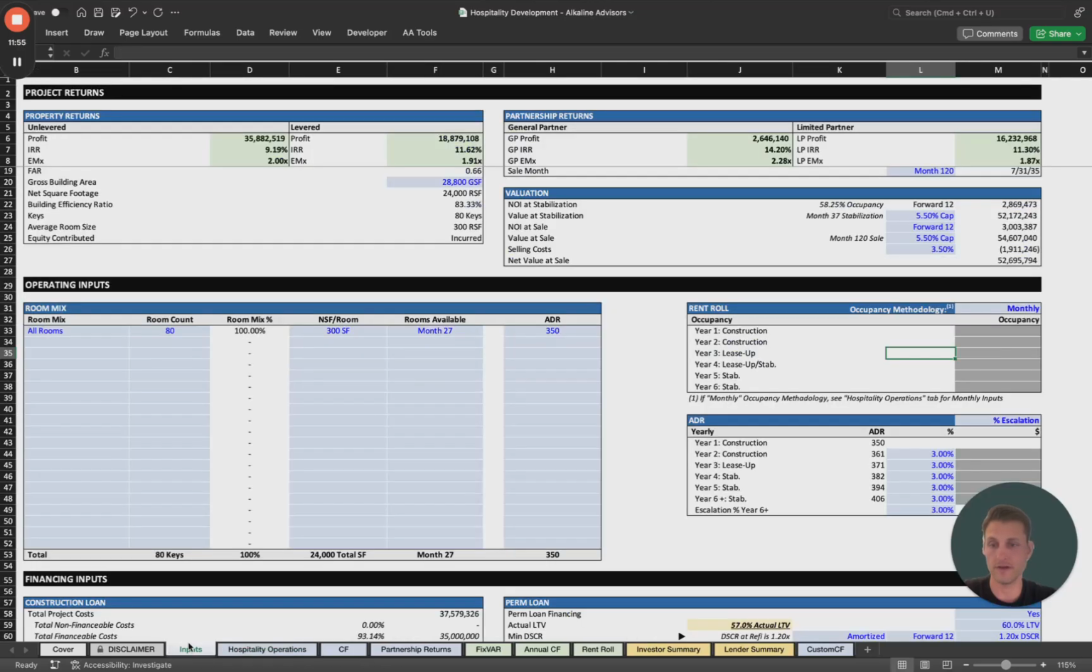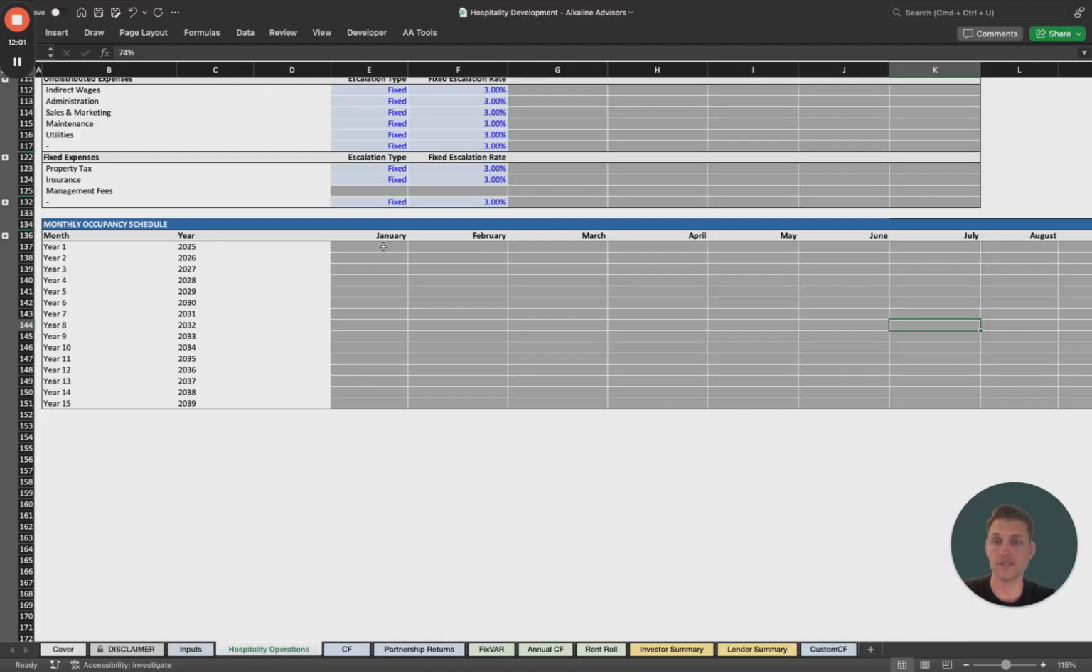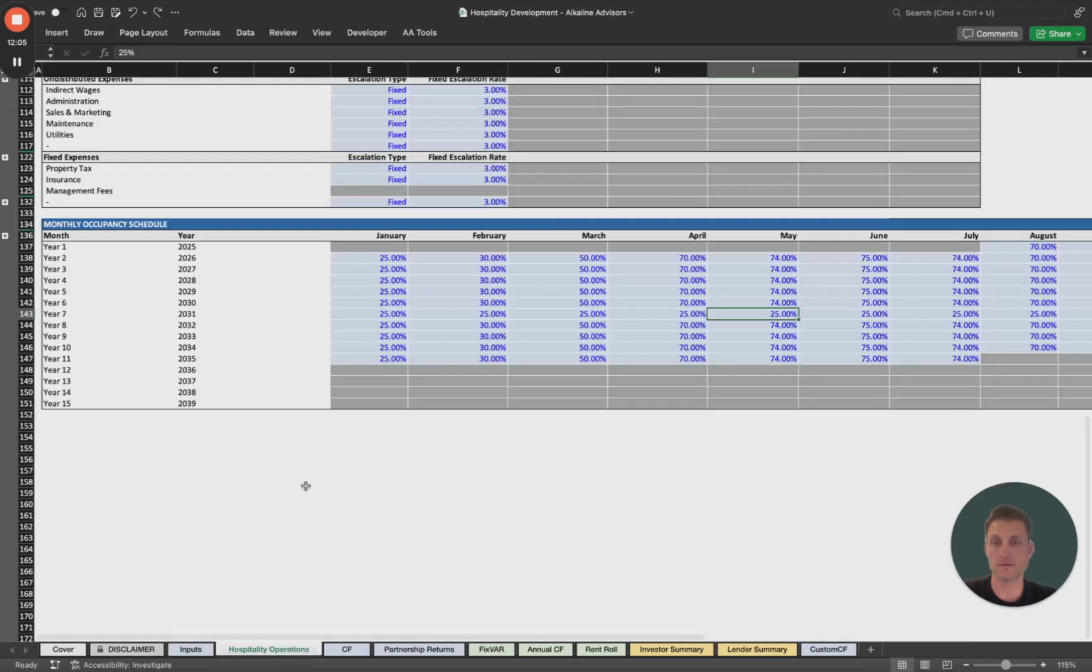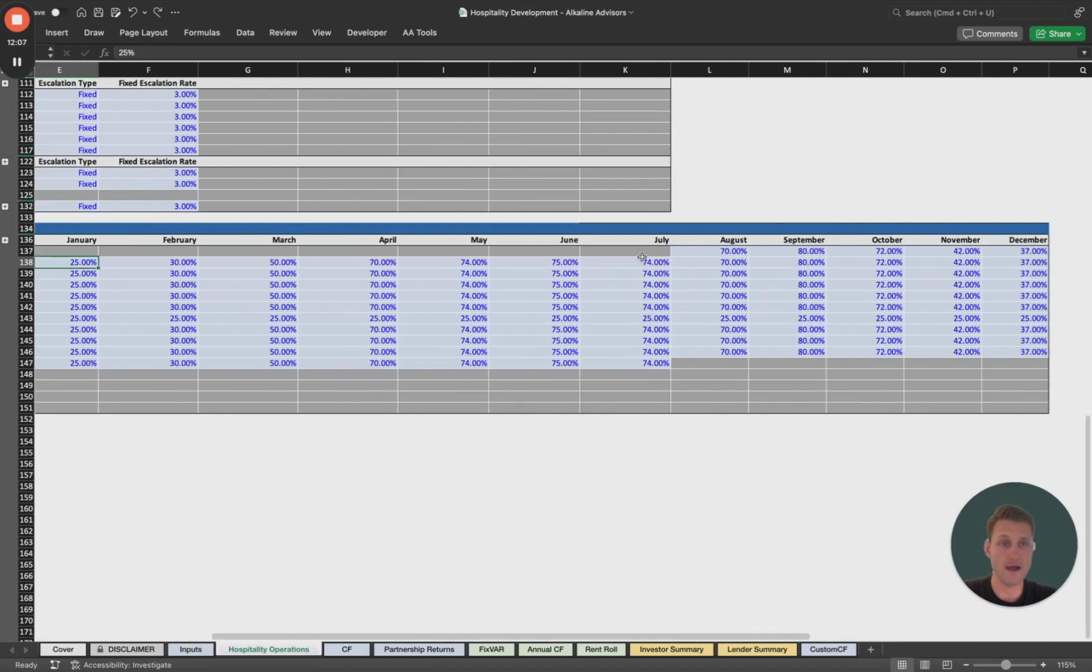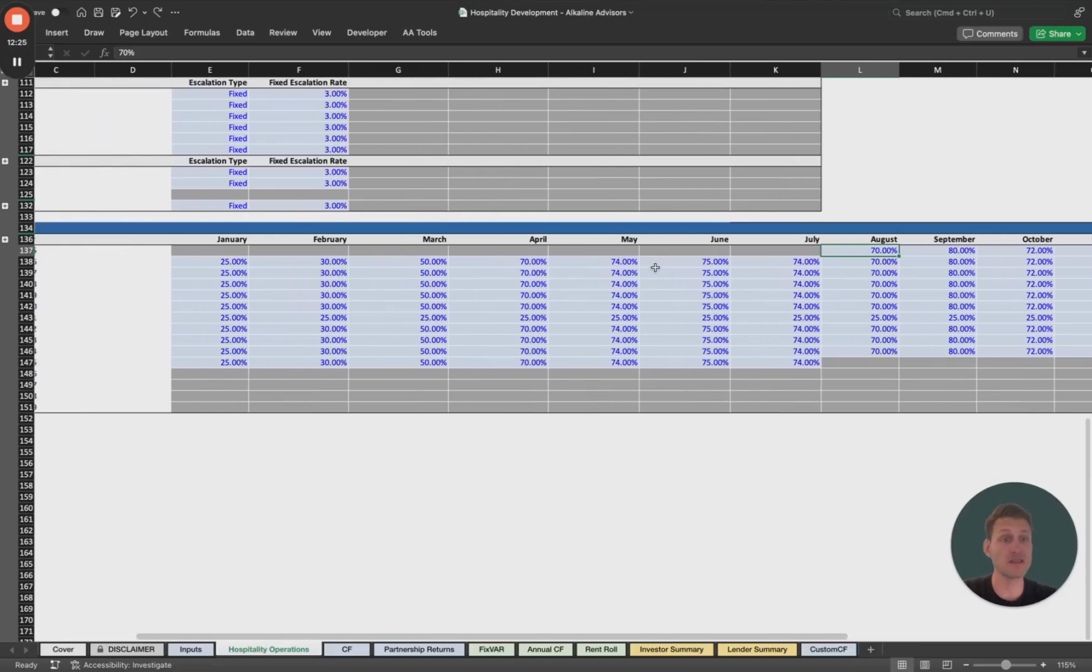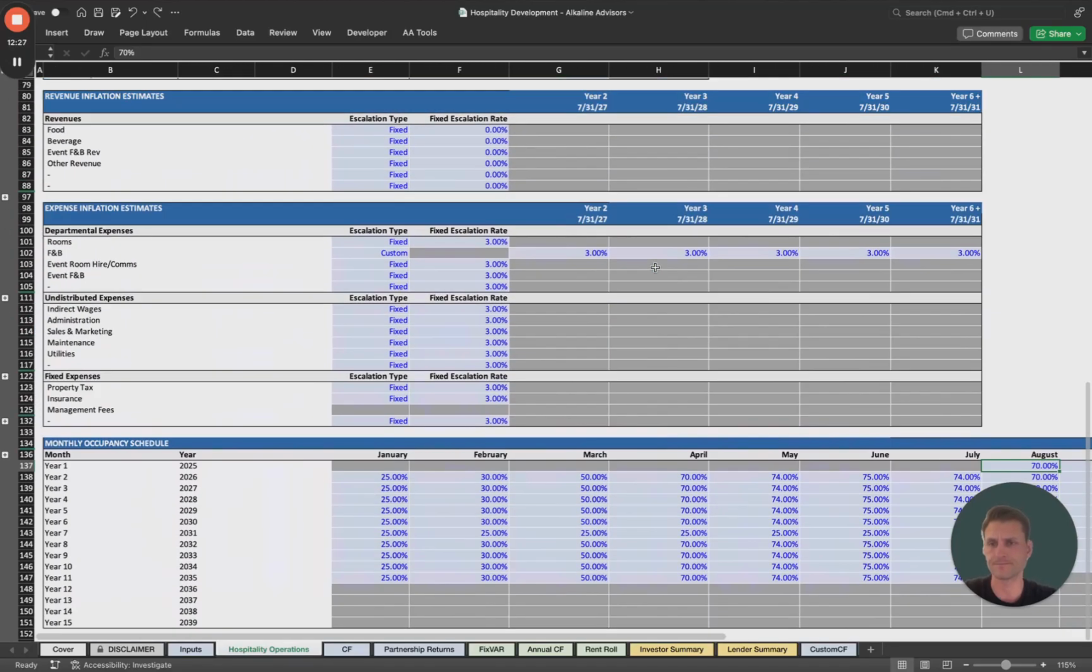Just to prove it to you, if we select anything but monthly, let's choose annually, go back to hospitality operations. Now it's grayed out. But if we go back to monthly, you'll see it's not grayed out. And you can go in and input a specific occupancy percentage for a given month in a given year. And this would fluctuate depending on the seasonality and however you see fit. But then these numbers would be running through the model.